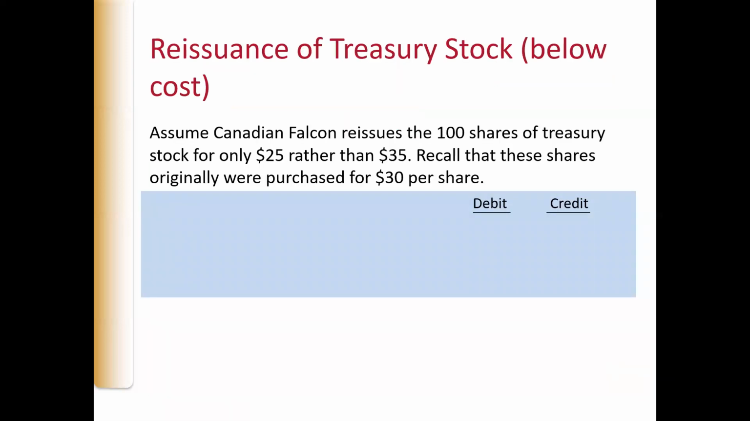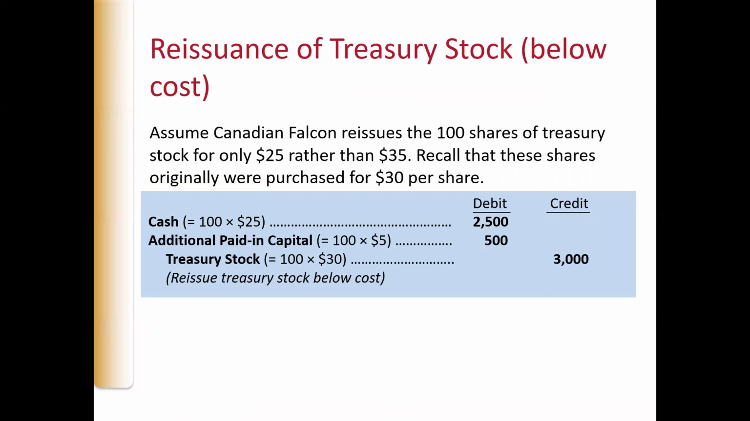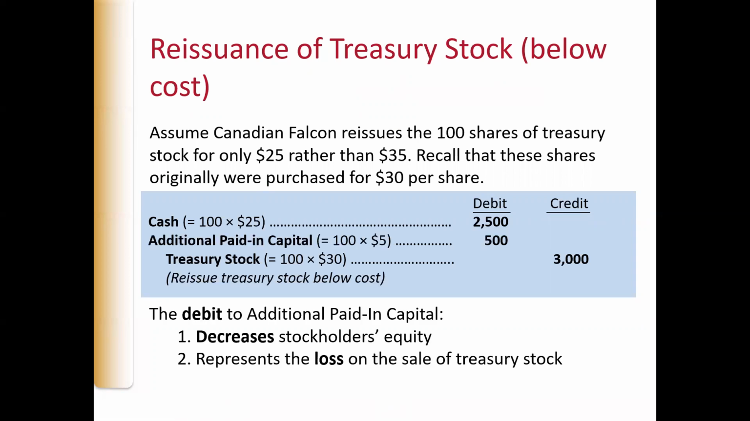So what if Canadian Falcon reissues the 100 shares of treasury stock for only 25 bucks, but knowing we purchased it for 30 bucks? Again, we'll debit our cash. We're going to zero out our treasury stock at 30 bucks because that's what we had purchased it for. And we debit our additional paid-in capital, basically showing a loss on the sale of that treasury stock.